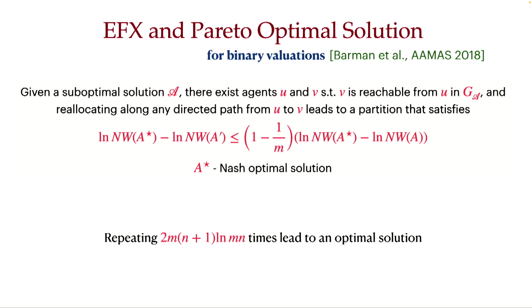What's the difference between A prime and A? A star is the Nash optimal solution. A prime is the allocation that we get after reallocating along this path. These are bad notations because I use curly A here and the normal A here, but that's also curly A.